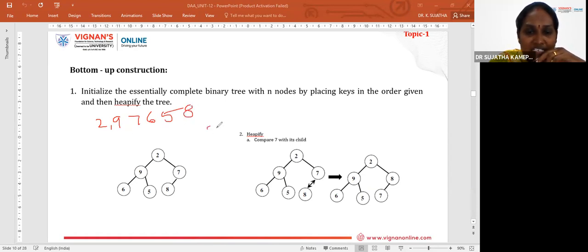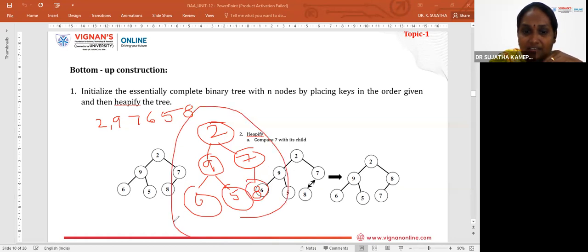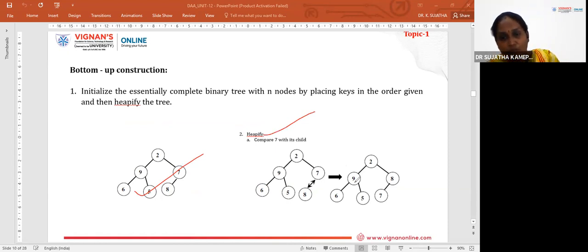Now, how am I going to construct a heap? 2, 9, 7. Now, here I am not satisfying any property. I am not checking for the properties. First, I am going to construct the tree in the case of the bottom-up approach. Later, I will check. After filling 2, 9, 7, 6 comes here and 5 comes here and then 8 comes as the left child of 7. This is the tree, right? When we are taking the representation in order, like this, first we need to construct the tree. After that, we need to check the heapifying process, whether it is satisfying those properties or not. That I need to check.